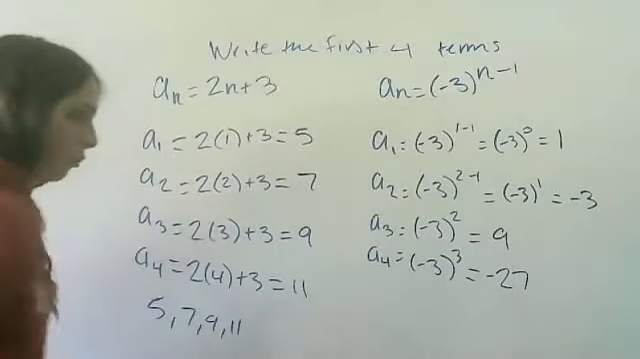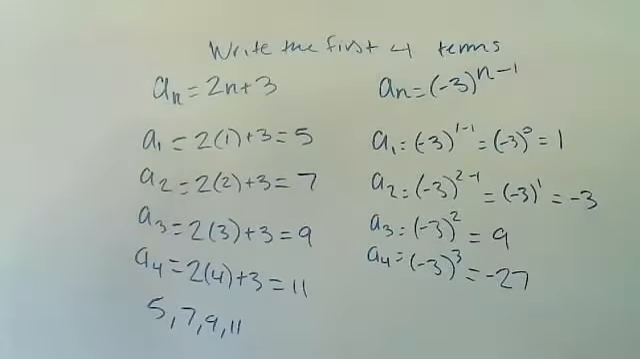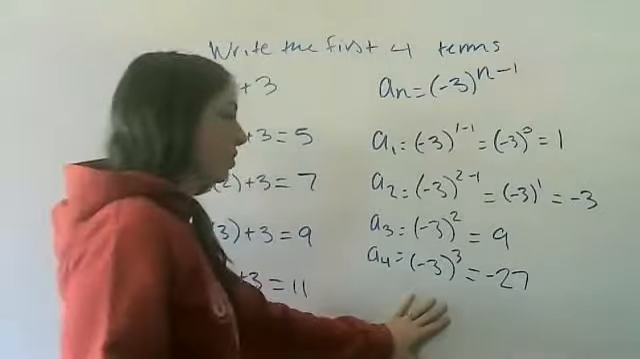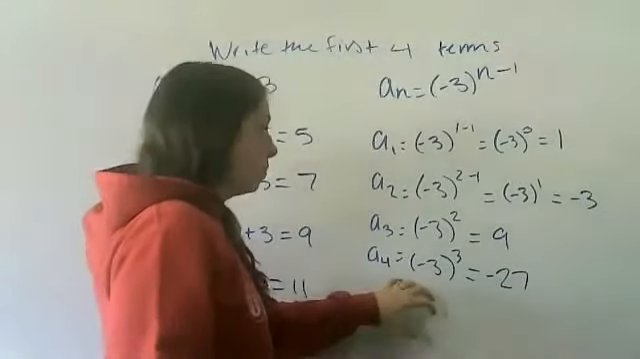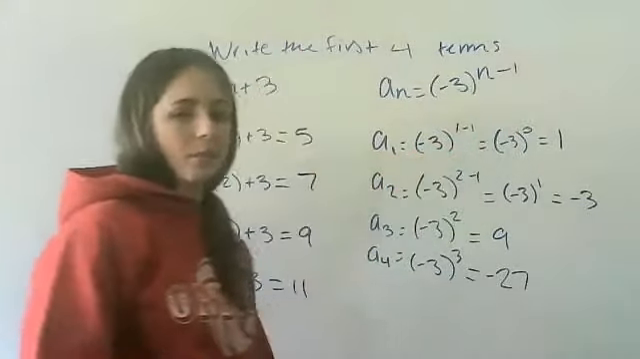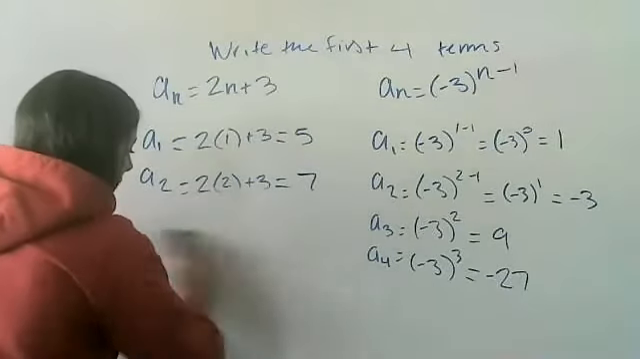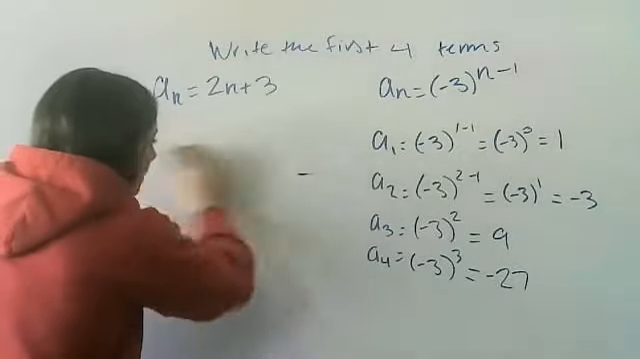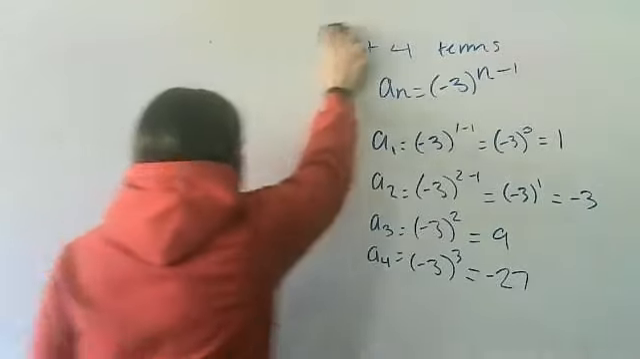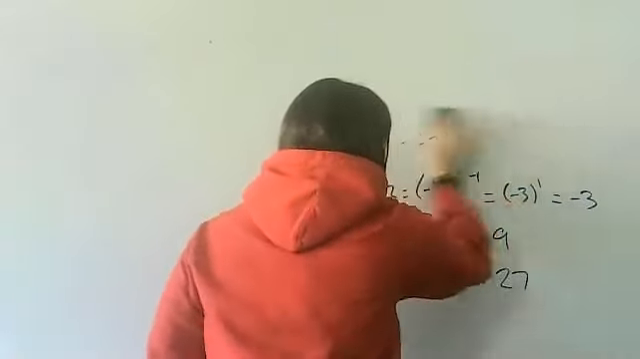So this is applying a rule. If you're given a rule, you can go ahead and apply it. Again, if I asked you what the 501 term is here, you could plug 501 in for n. It's going to be a massive number, but you could find it. Okay, so now we're going to go backwards, and I want you to take these sequences and write a rule for them on your own.